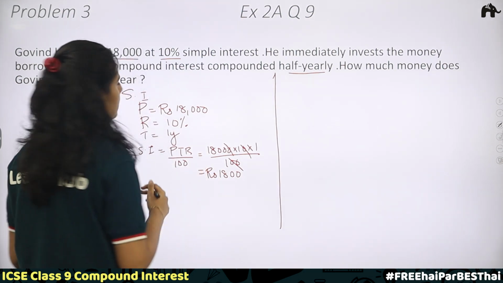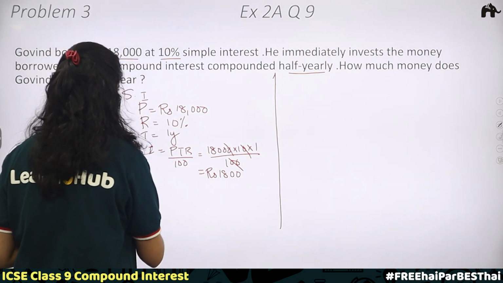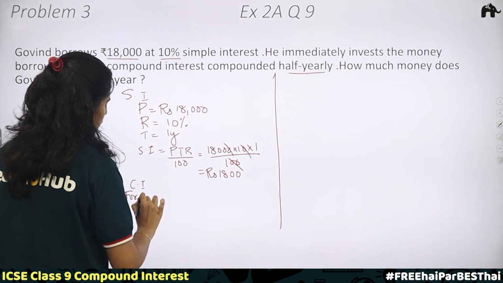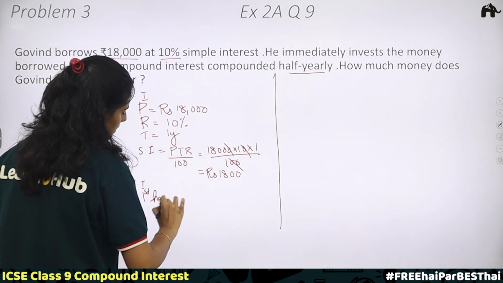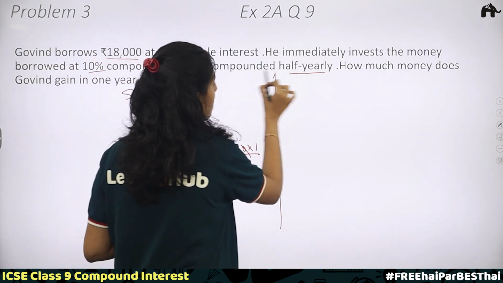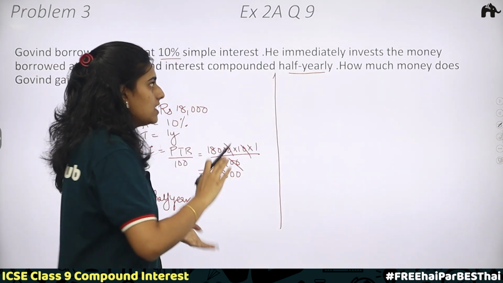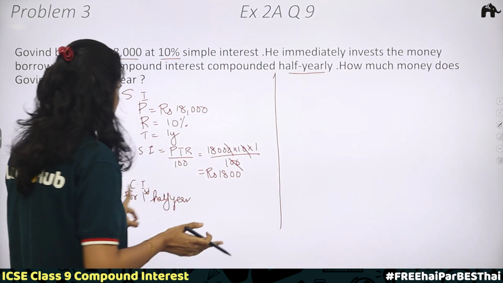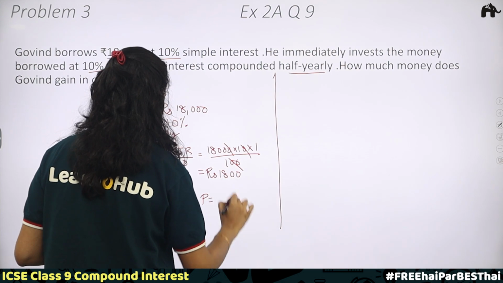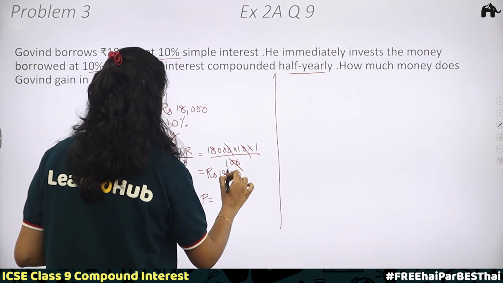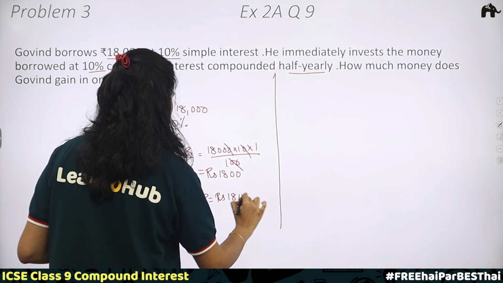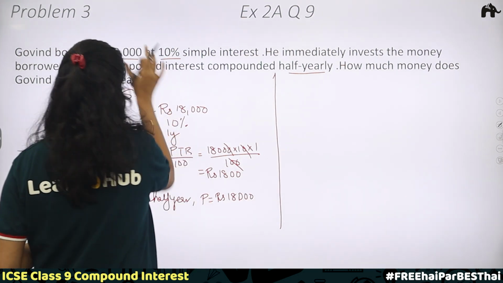Next, we'll have to find the compound interest. To find the compound interest, okay, for first half year. Why are we taking half year? Because it is given that it is compounded half yearly, first 6 months and then the next 6 months. For first half year, the principal amount will be equal to rupees 18,000. Okay, the given amount.